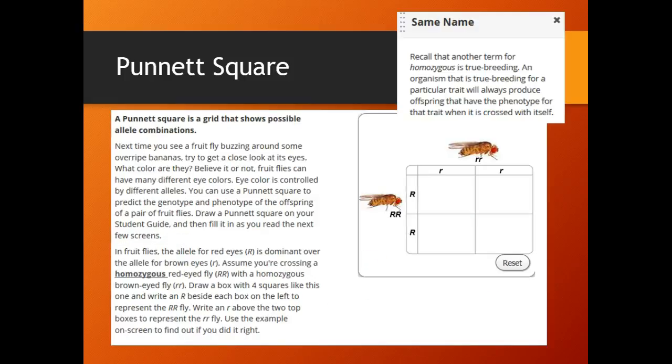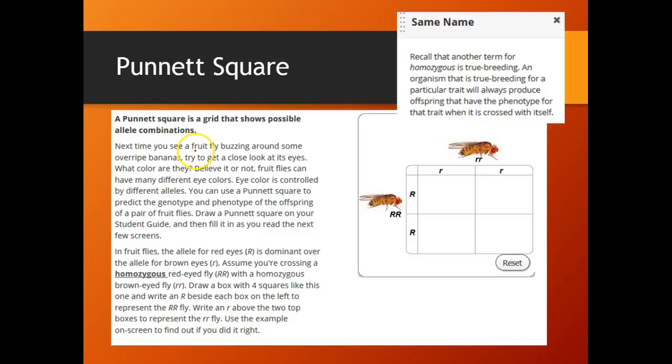Okay, so how exactly do we actually use these Punnett squares? So again, the Punnett square basically is showing you all the possible different allele combinations and genotypes of an offspring based on the genotypes of the parents.